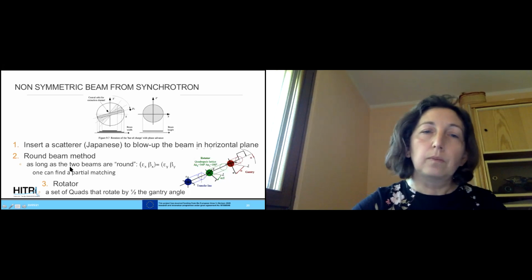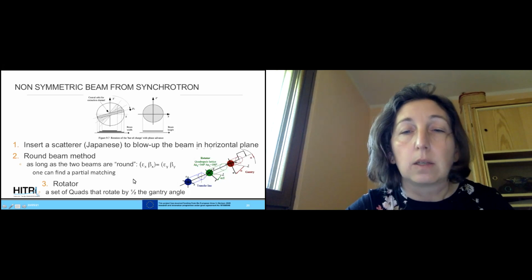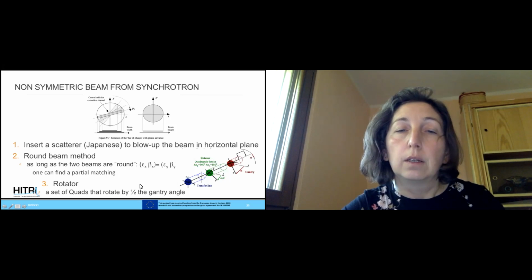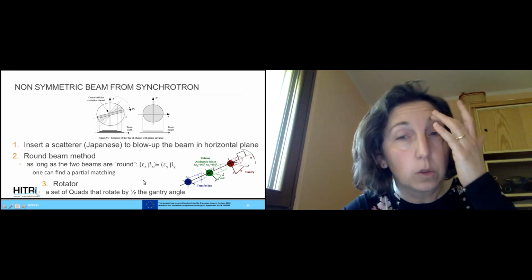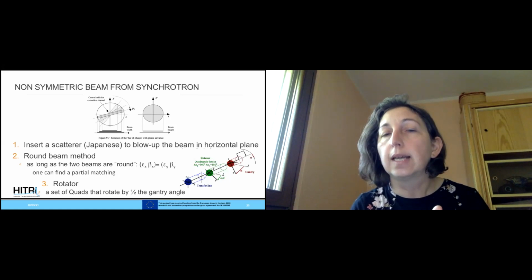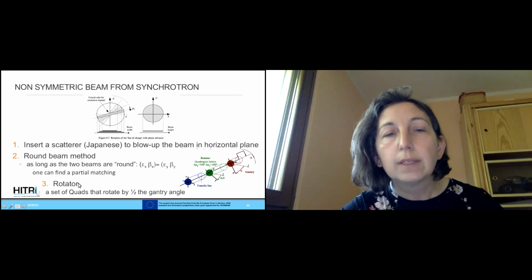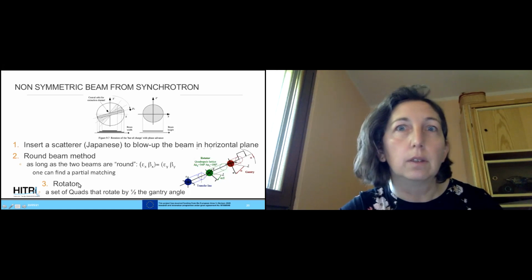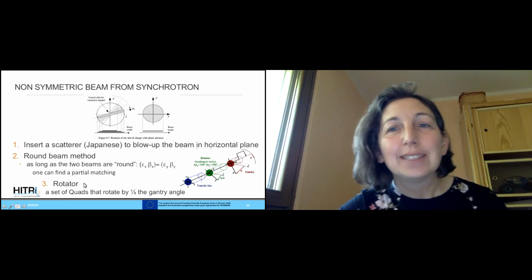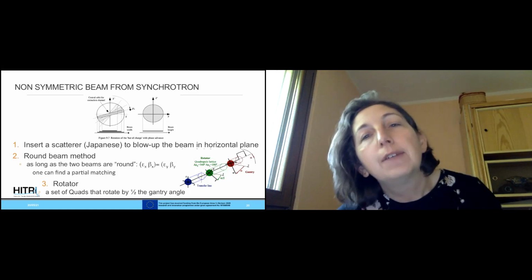Third possibility, you use a rotator. The rotator is a set of quadrupoles that rotates with the gantry. If the gantry is rotating by 90 degrees, this rotator rotates by 45 degrees and so forth. And with this, you can adjust your beam so that it enters the gantry with the correct shape and you don't need to worry about anything. This is the best solution. However, it requires a lot of space, even 10 meters in the line. And then, okay, there is a fourth solution that I didn't mention, but it is: do not use the synchrotron, use the cyclotron. Cyclotron has round beams. However, there are some complications even.